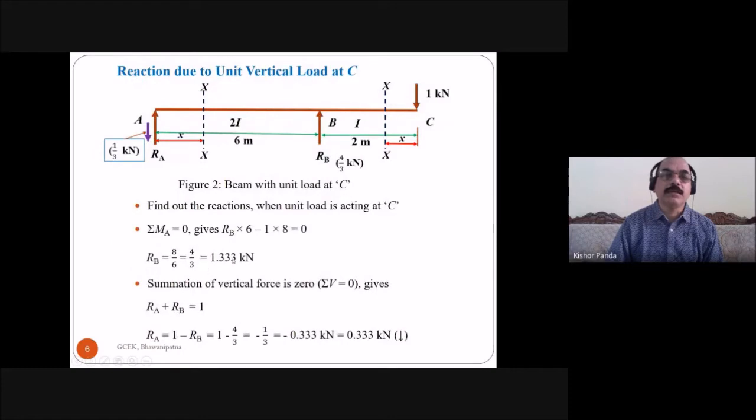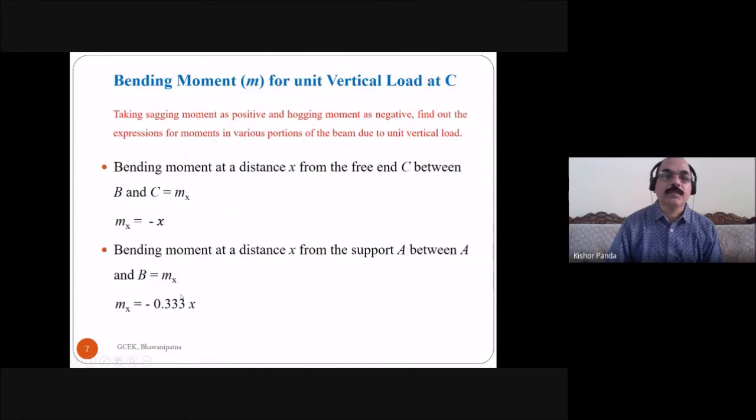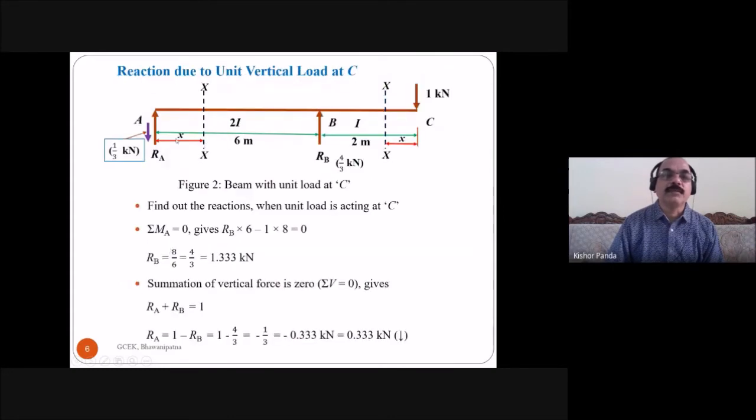So this reaction, minus RA, is equal to minus 0.333 because this is the direction. So minus 0.333 into x. This is the moment at a distance x from the support A.